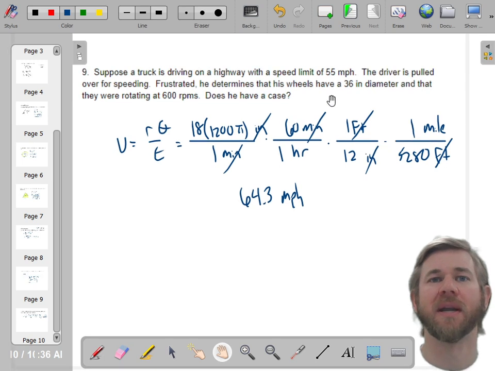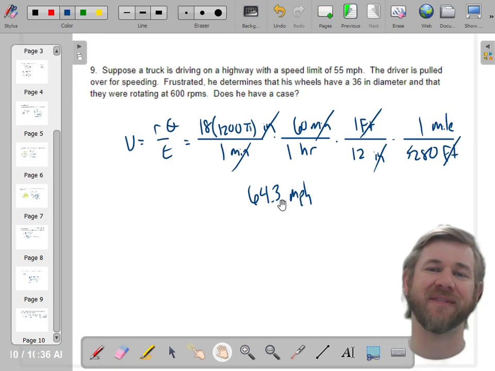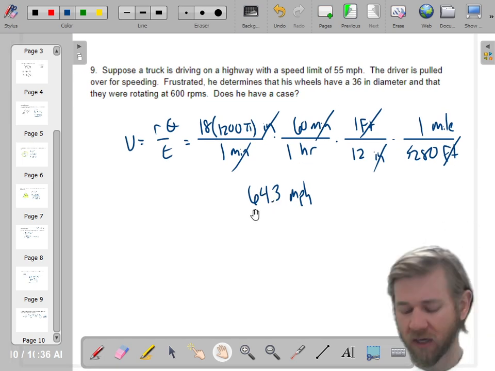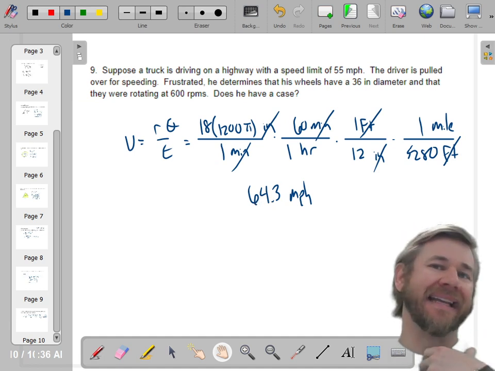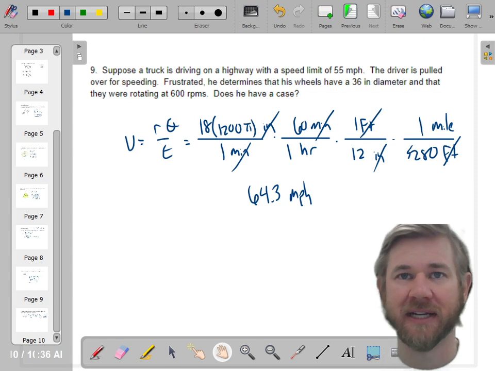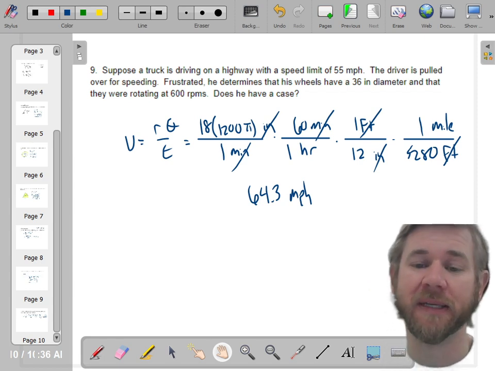So he's like, hey, I wasn't speeding. Speed limit is 55. Wait a minute. Yes, you were. You're going 64.3 miles an hour. You're 9 miles over the speed limit. You're getting your ticket. So we can go through this and figure out how fast he was actually going. It's like, well, you don't have a case, bud. You were speeding. So that's it.